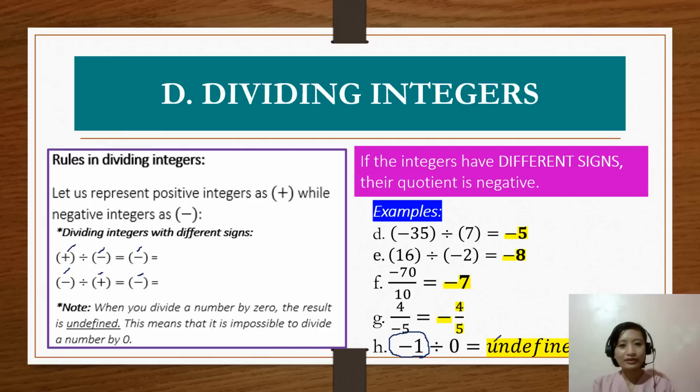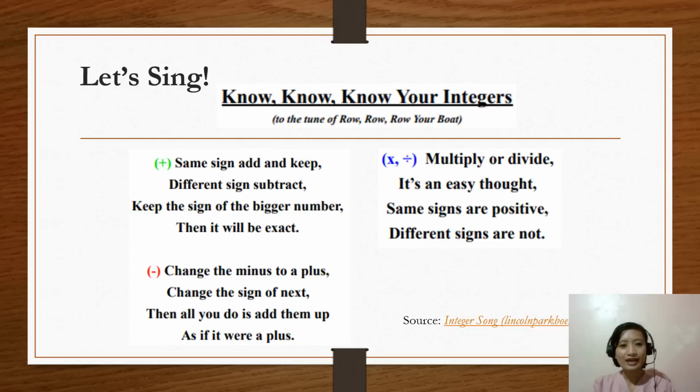Now I want you to take note of those rules as we summarize using this song. Know Your Integers. You can sing this to the tune of Row, Row, Row Your Boat, or you can use other tunes to sing. Okay, here are the lyrics for the summary of our lesson.